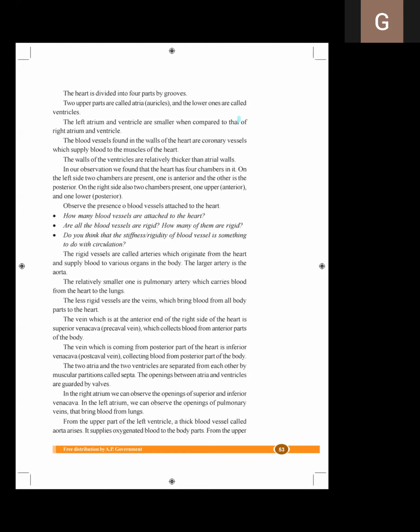So in the next question it was given: do you think that the stiffness or rigidity of the blood vessel has something to do with the circulation? That means he is asking whether rigidity has any relation to blood circulation. Yes, there is a relation.